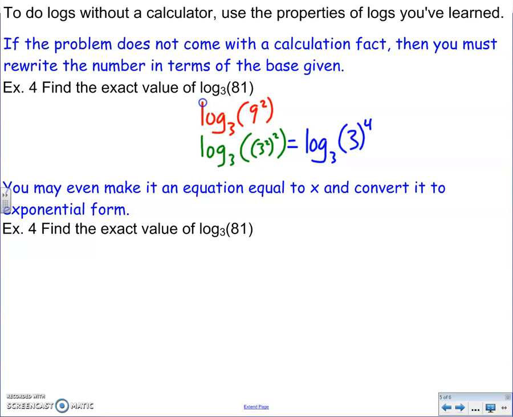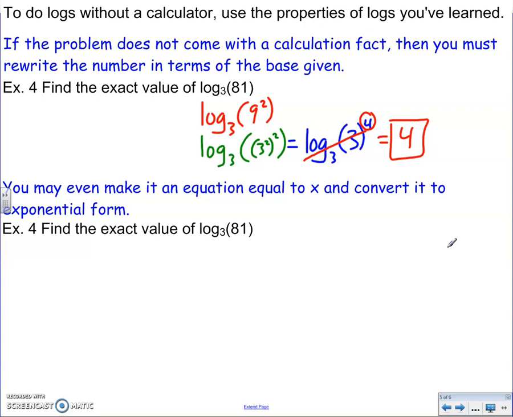Alright, but if you see this, now you can notice we know log base 3 of 3 cancels out. This is just going to be 4. Done. You can also use the property where you just bring this 4 to the front and then do 4 times 1. Same thing.